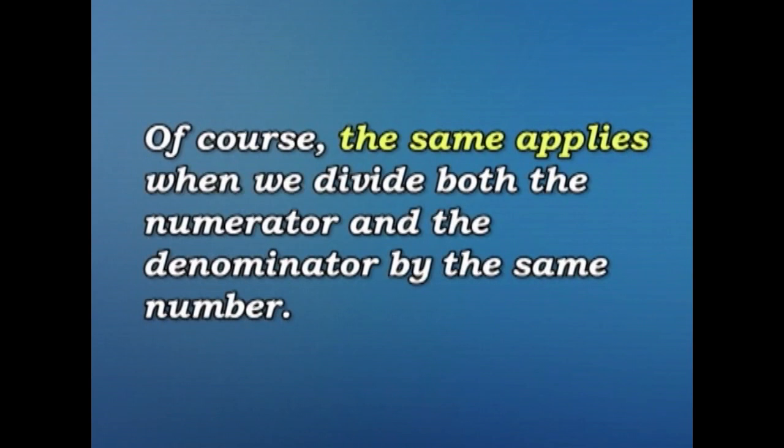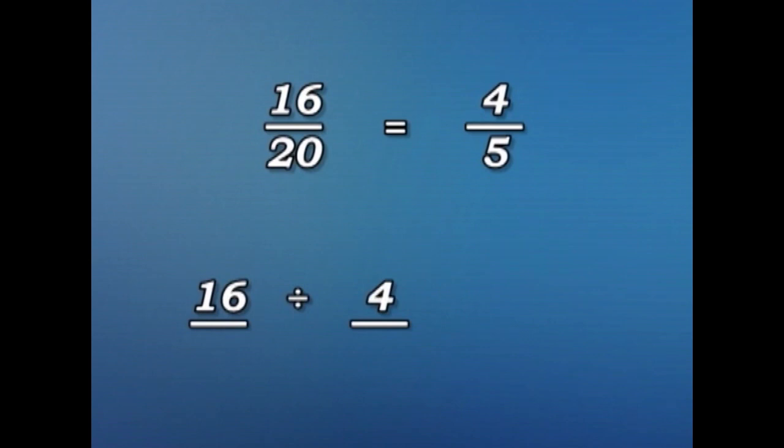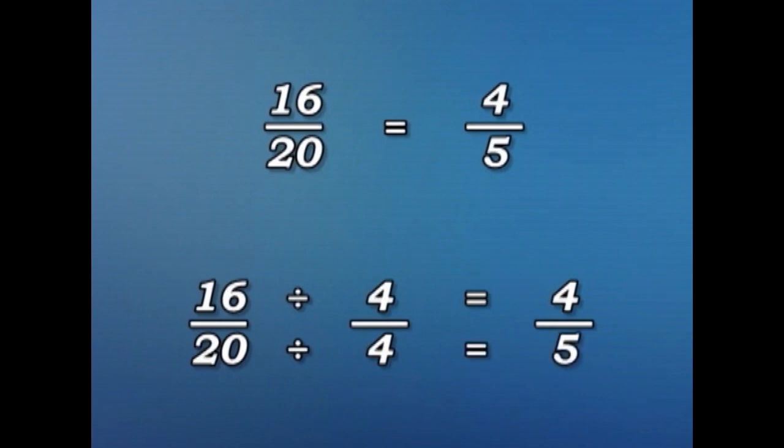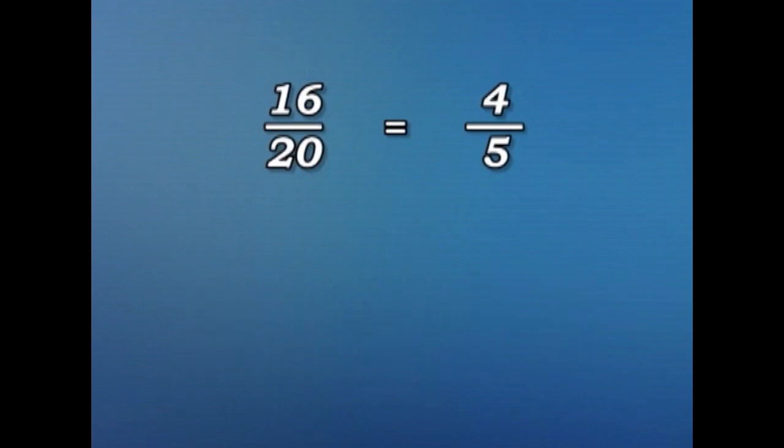Of course, the same applies when we divide both the numerator and the denominator by the same number. For example, 16 over 20 is the same as 4 over 5. Why? Well, if we divide the numerator, 16, by 4, we get the answer 4. And if we divide the denominator, 20, by 4, we get 5. So 16 over 20 and 4 over 5 are equivalent fractions.